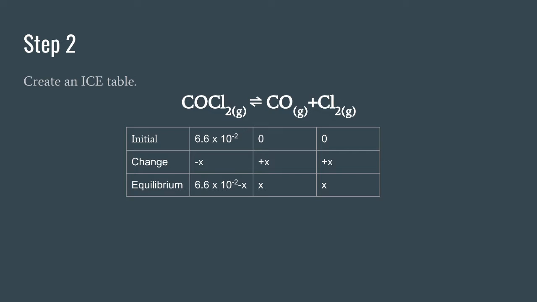Okay, so our next step is to create an ice table. Right now this may look really intimidating and confusing, but in the end you'll understand it, trust me. So let's begin with the first row, the initial row. This is where we put all of the concentrations before anything happens, which is basically before it starts coming to equilibrium. And since we're only given the molar concentration of phosgene, that's the only number other than 0 that we can put in. So we're going to put it here under the first column in the initial row. And for the other two, carbon monoxide and chlorine gas, we can put 0 in, since those concentrations initially are 0. We don't have anything in there.